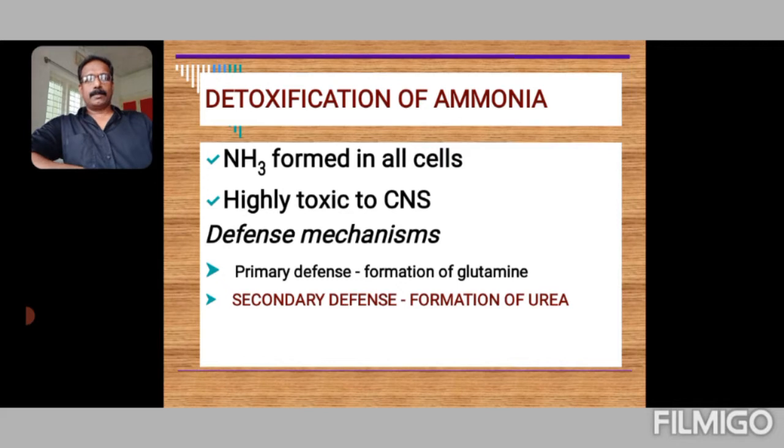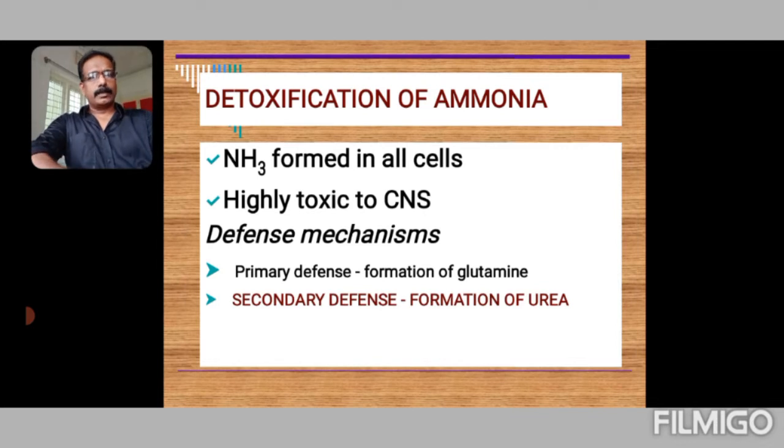Now, the detoxification of ammonia. Ammonia is a highly toxic product. It cannot be allowed to circulate in the body. And there are primarily two defense mechanisms involved. The primary defense mechanism is formation of glutamine in peripheral tissues, and the secondary defense is the formation of urea.